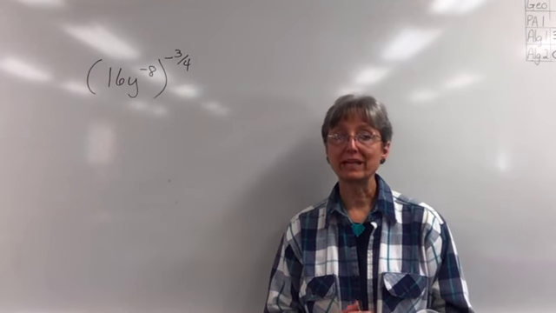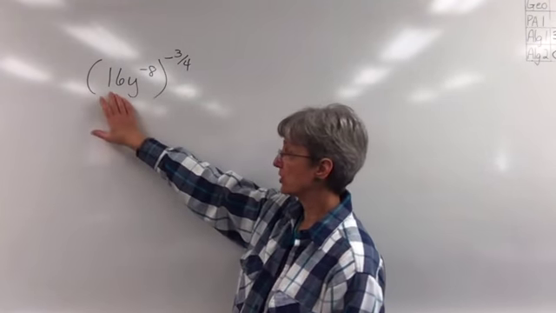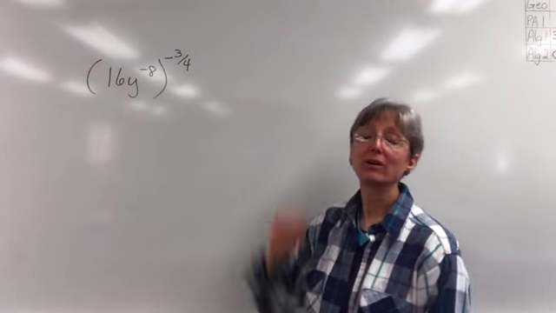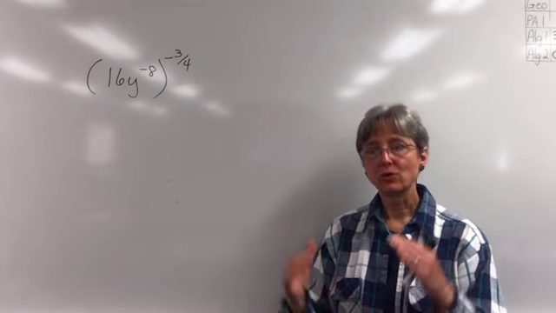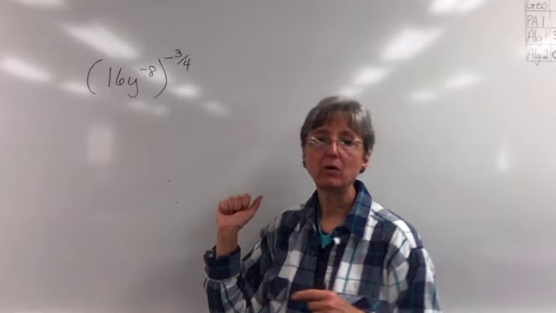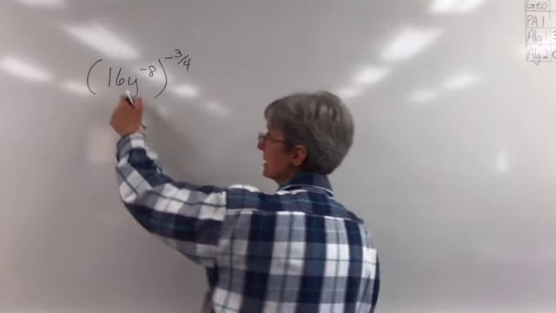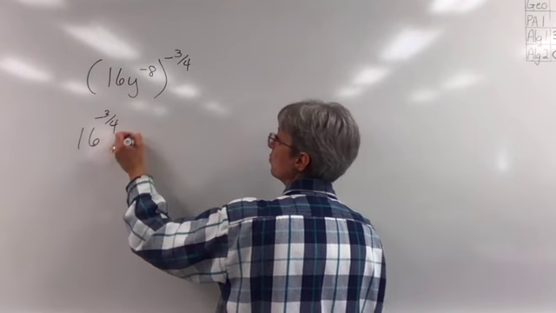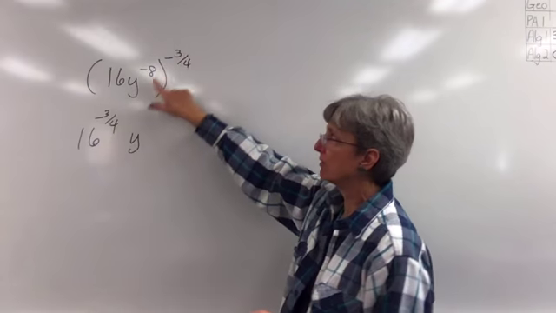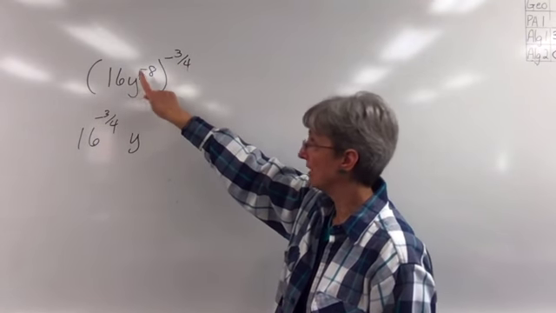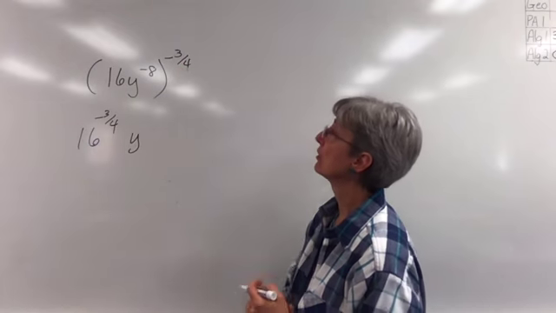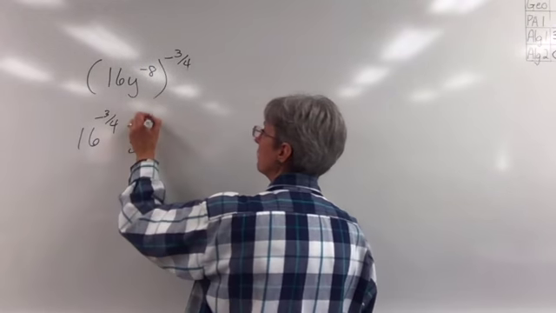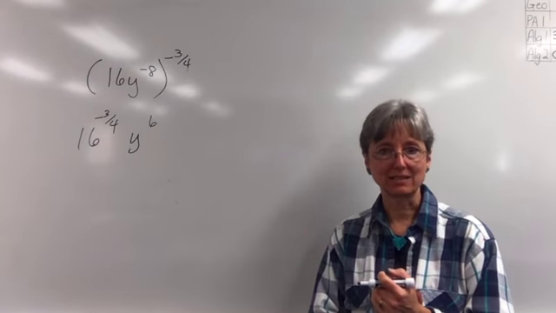Here's another problem we've been asked to simplify. I have the expression 16y to the negative 8, and that entire expression raised to the power of negative 3/4. So everything in the parentheses gets raised to this power, so let's do like we did before. 16 gets raised to the power of negative 3/4, and my y, I have a power of a power, so I'm going to multiply. What is negative 8 times negative 3/4? It's positive 6. So now I have y to the power of 6.